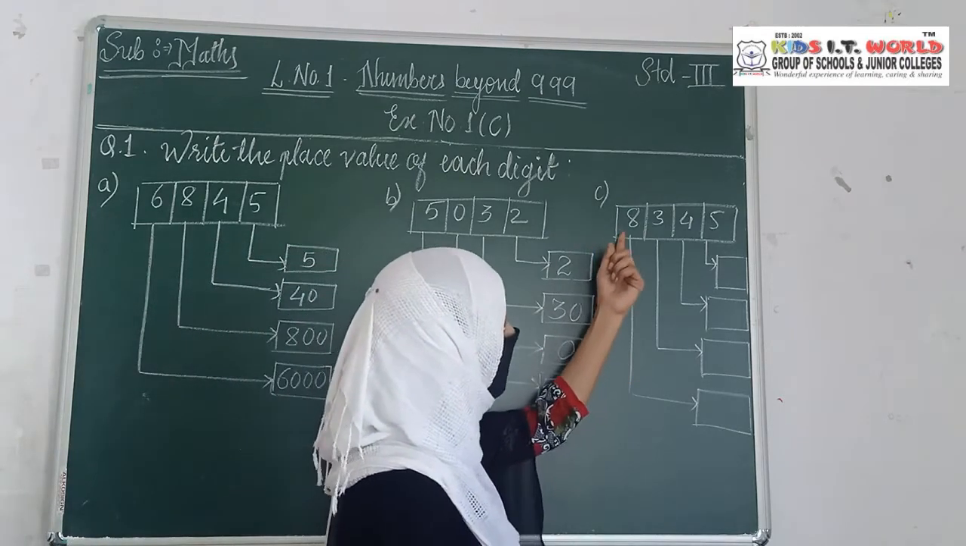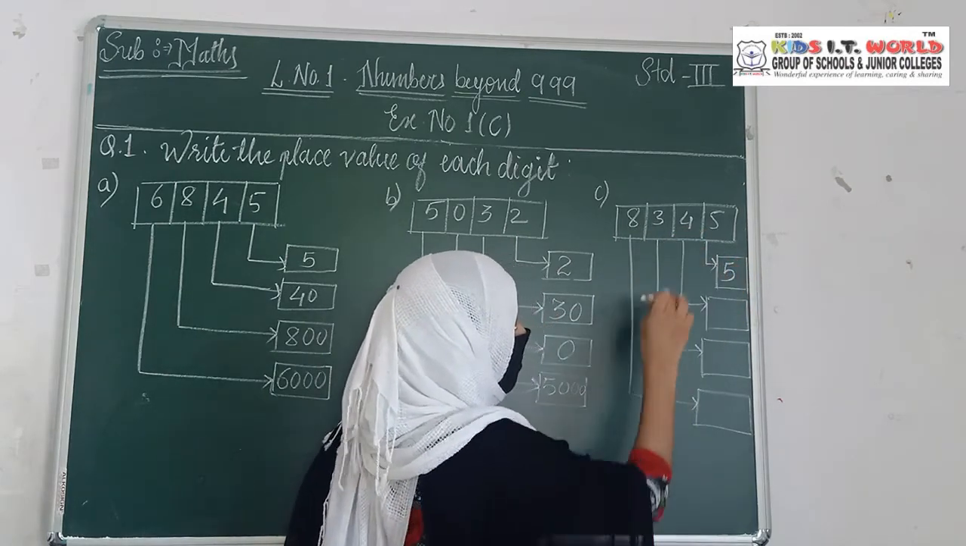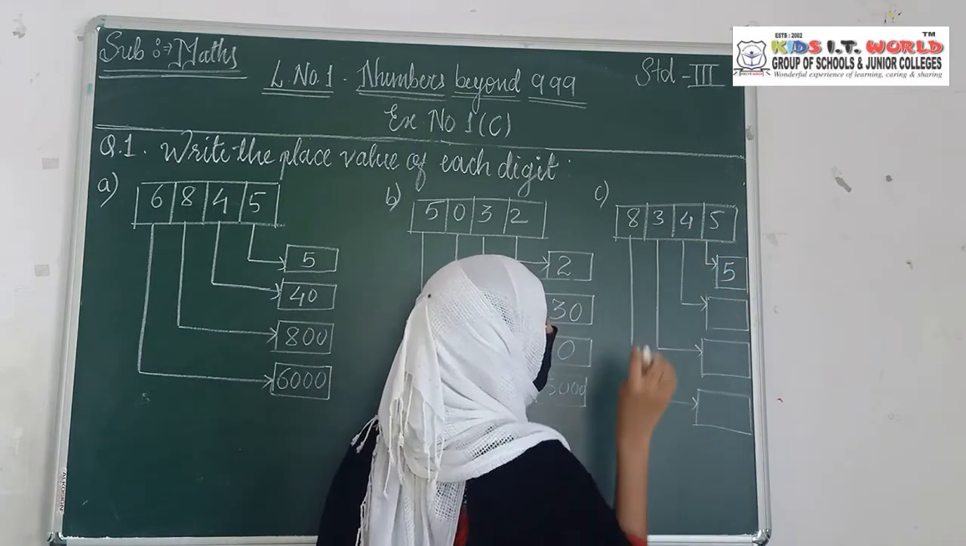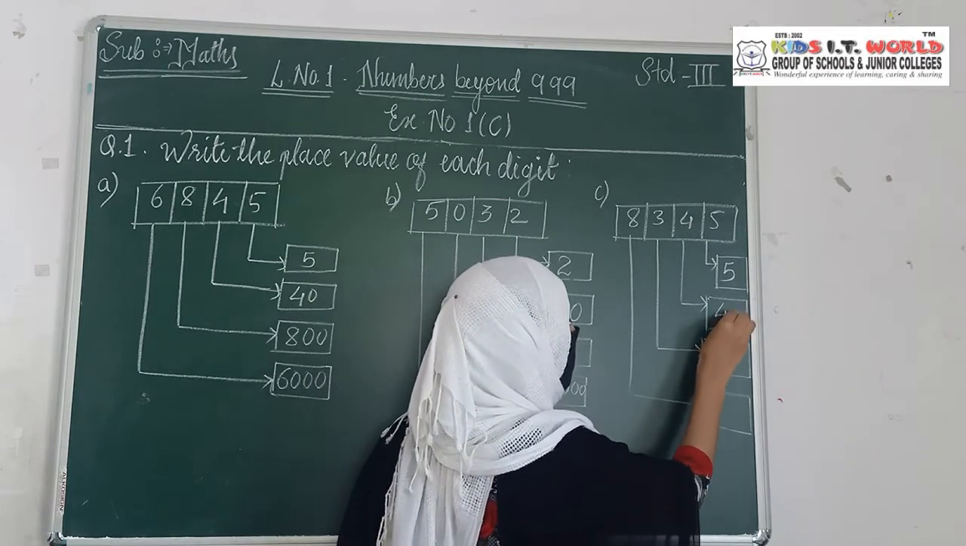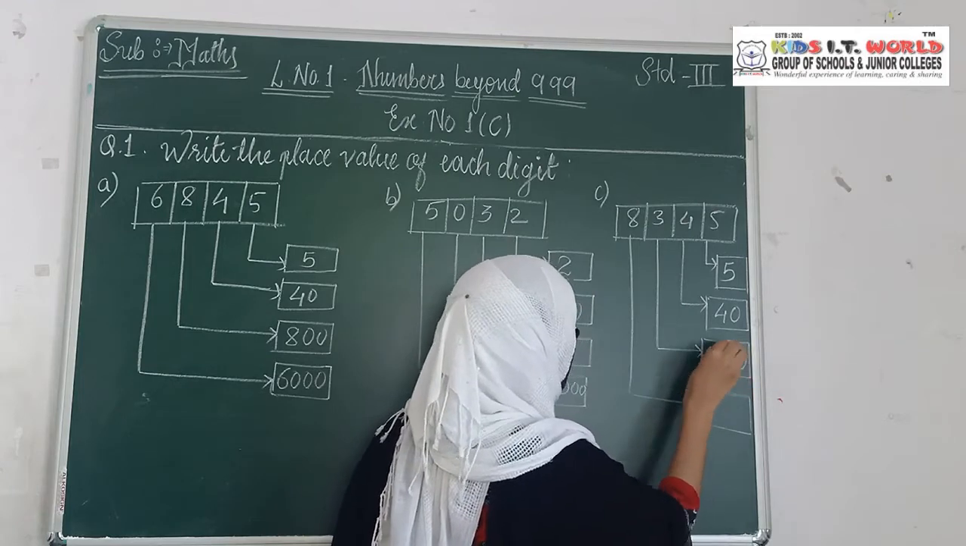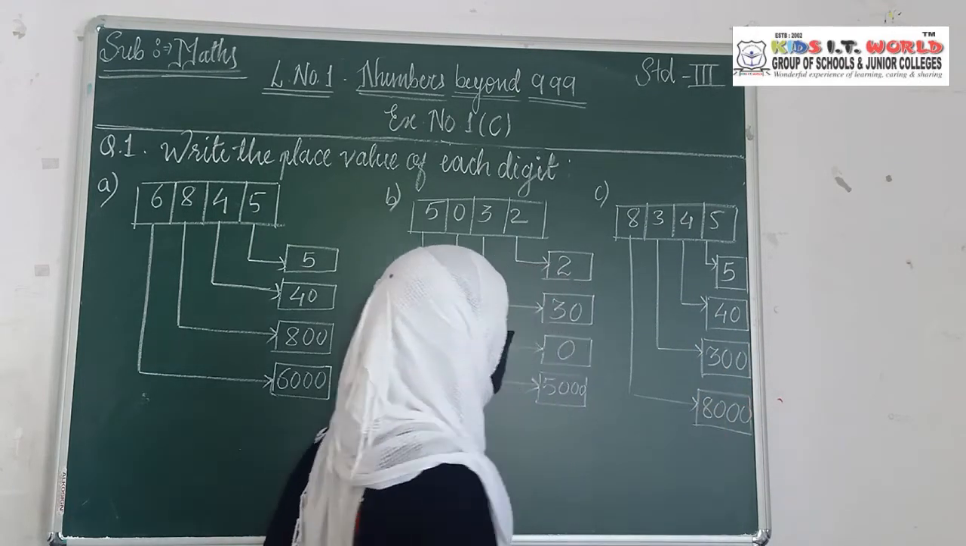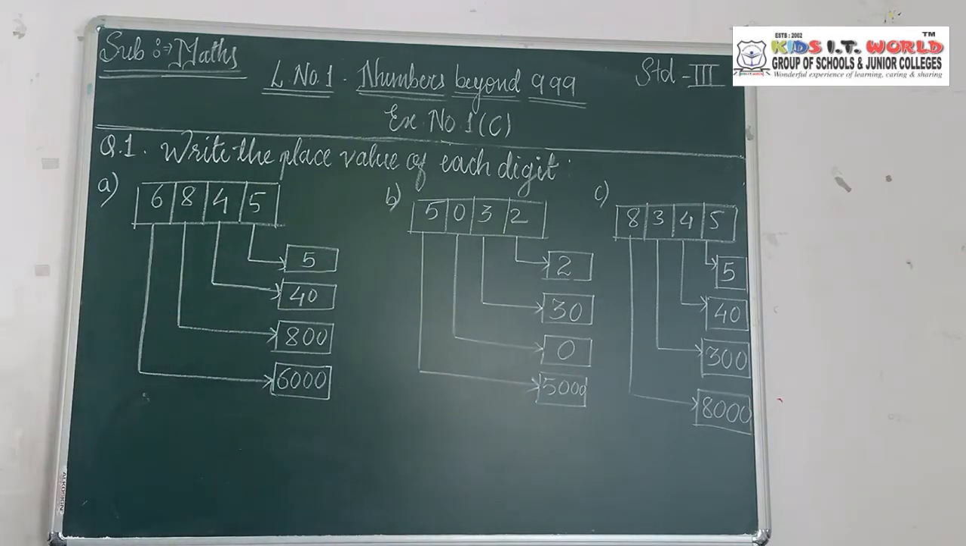Now the next, 8345. For the ones it is 5. For the tens, the place value of the 4 will be 40. For the hundreds it's 300. And for the thousands it will be 8000. In this way you have to write the place value of each digit.